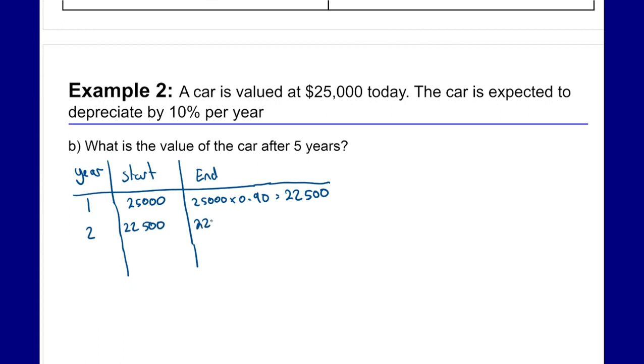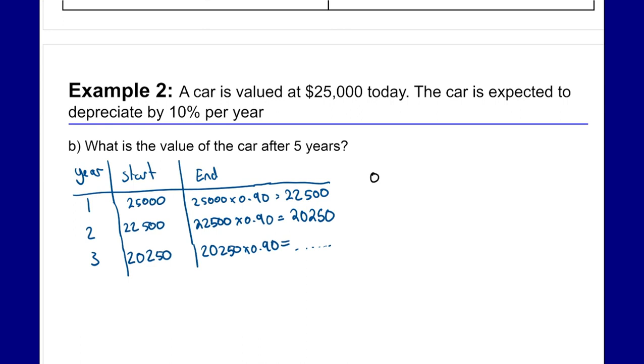The end would be 22,500 times 0.90, if you want. Basically figure out what is 90% of 22,500. We get 20,250. Year 3, we would do 20,250, and then at the end 20,250 times 0.90 equals, right? And we could continue this pattern and do it for year 4 and then finally year 5.